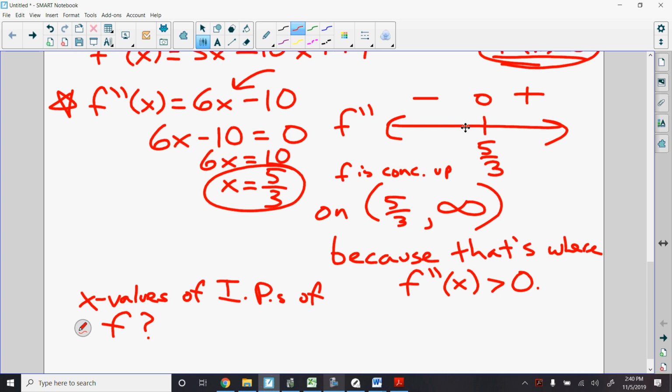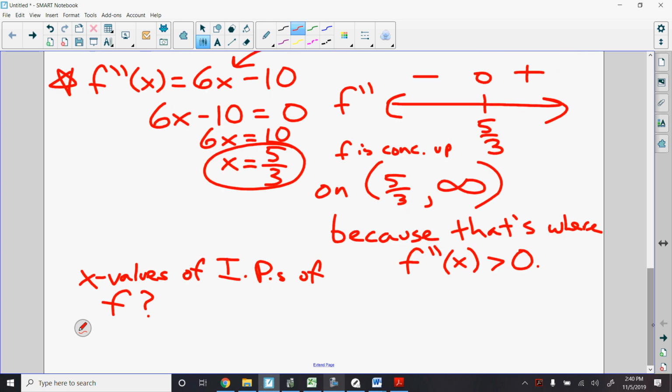So what are the inflection points of f? Justify. My inflection point x value is 5/3. My justification is because f double prime of x switched signs.